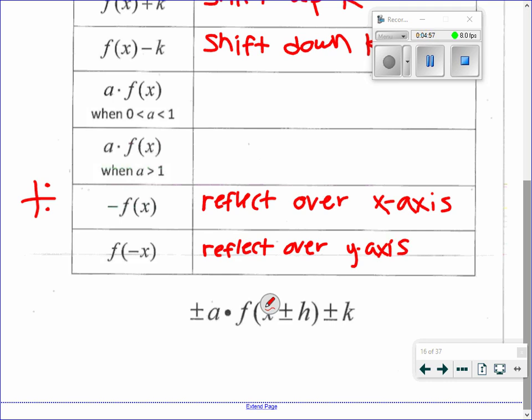So we'll look at some examples of reflecting over the y-axis today. Just know we're mostly going to be dealing with reflecting over your x-axis while we're in Algebra 2. And then how did it change when a number was multiplied in front of the function? So let's talk about what did you notice when your a was between 0 and 1?